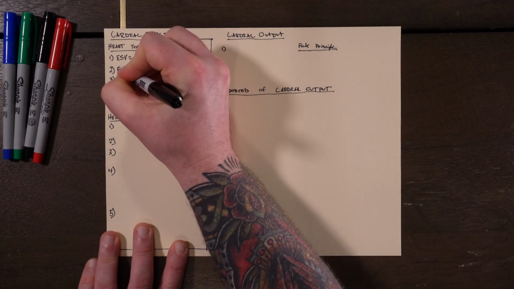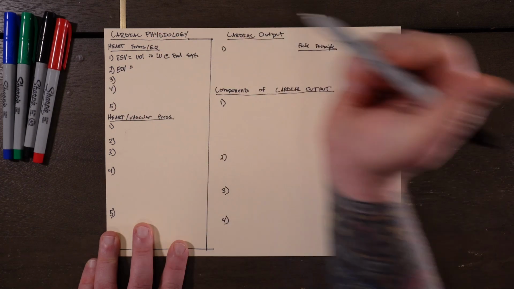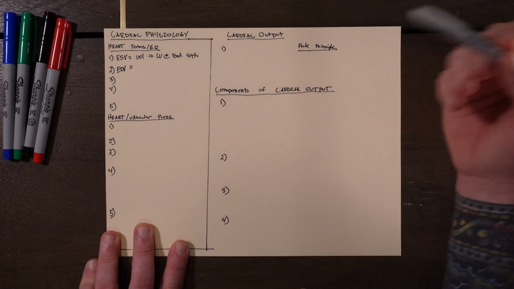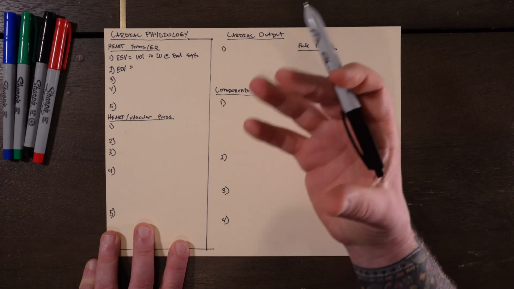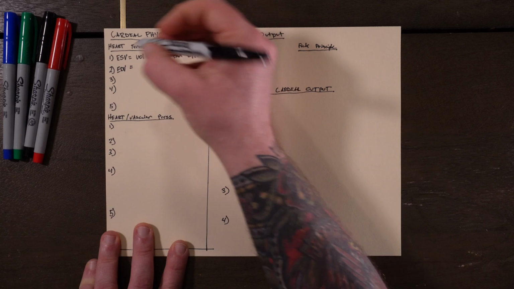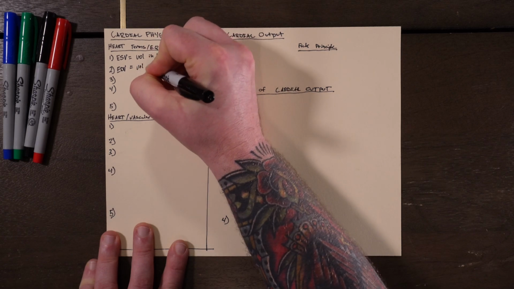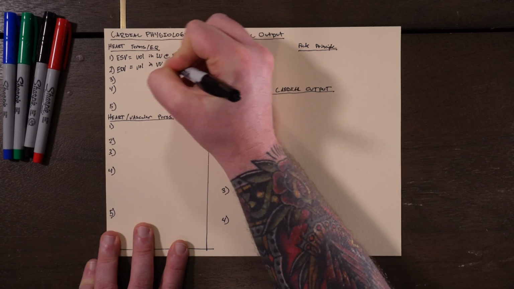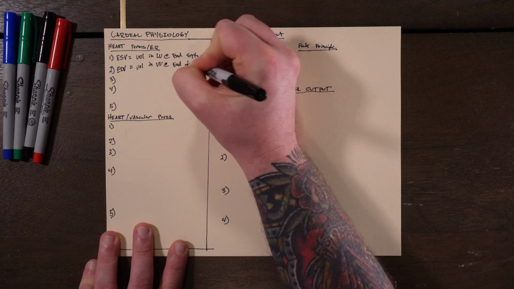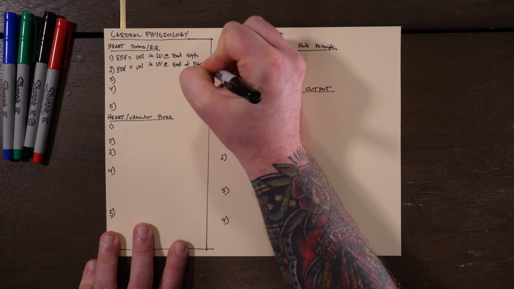The next term we're going to talk about is end diastolic volume. Now, I bet you could figure out what end diastolic volume is. That's right, it's the volume at the end of diastole. So after the heart has fully relaxed, what's the volume of blood in that left ventricle, right? So volume in left ventricle at end of diastole.